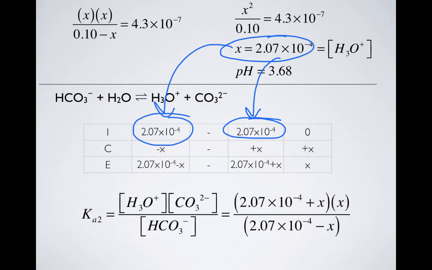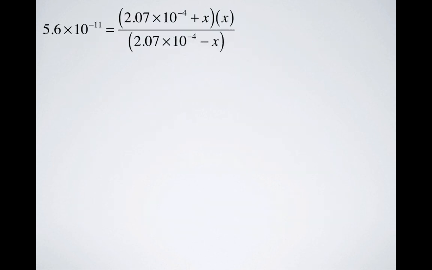We set up our Ka2 there, and it's still products over reactants, so H3O+ times carbonate over bicarbonate. Okay, we plug in our values, and we have the values for the H3O+ and carbonate on top, and the value for the bicarbonate on the bottom. And our value for Ka2 is 5.6 times 10 to the minus 11. So we've got that set in there.